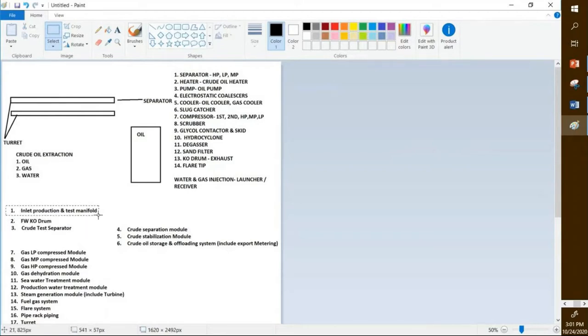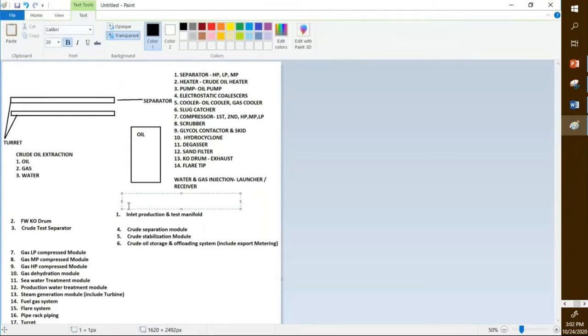Inlet production and test manifold means these are piping connections, we can name it as this one. So we can't consider this as a module. This is considered in the pipe racks. From the turret to the separation module, some bridge connection lines have to come, right? Those lines are considered as the inlet production and test manifold.